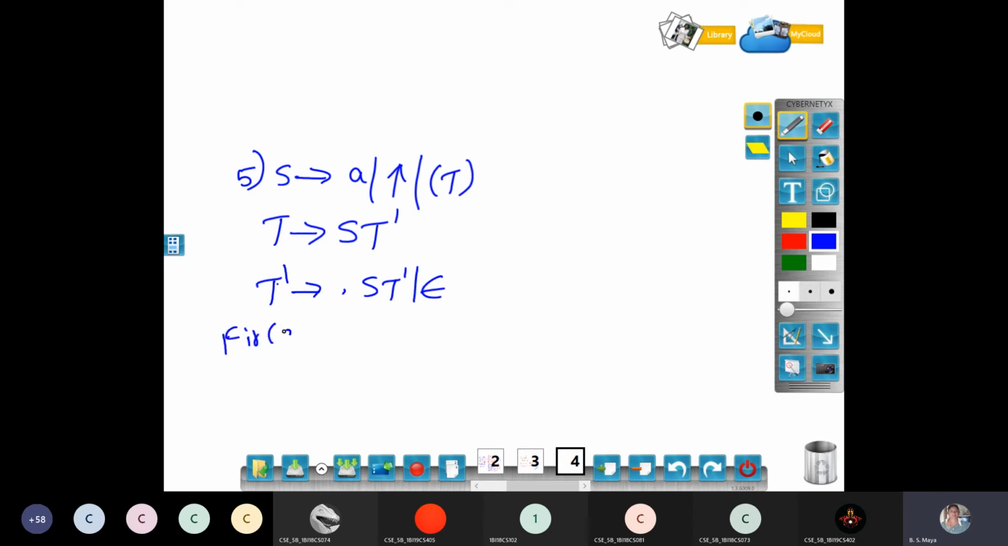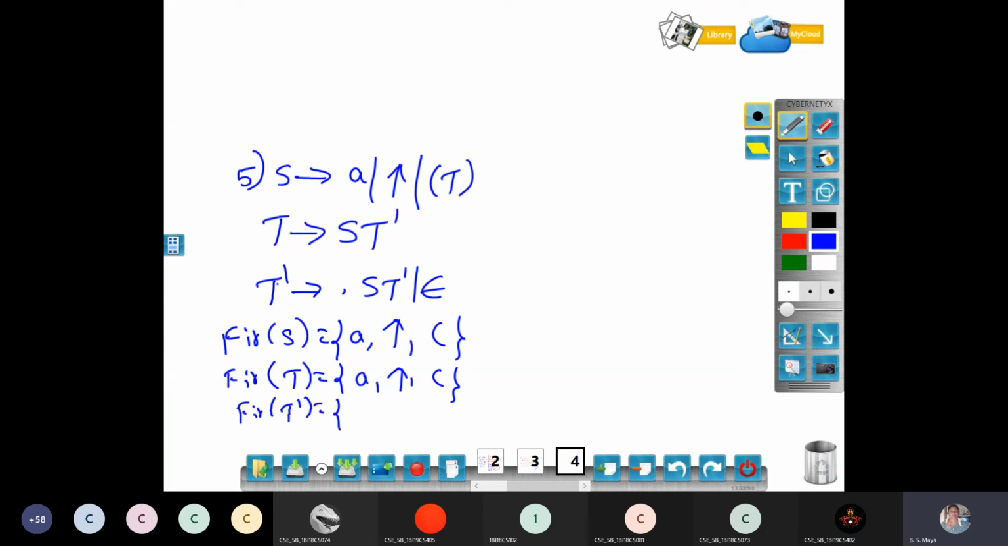What is first of S? First of S is A, arrow mark, open parenthesis. First of T is also the same: A, arrow mark, open parenthesis. First of T dash is comma and epsilon. Okay, let me come to the follow set. Anyone can tell me? Follow set of S.